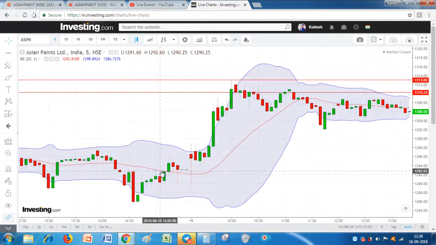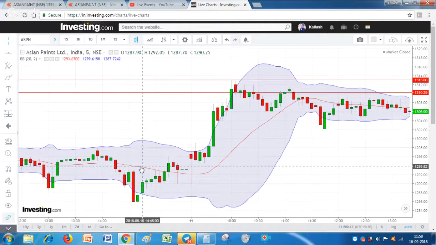1289.80, and yes, it has given us 1292. So friends, we have to see here. We should always take a calculation here also, because we are getting a stop loss of about 4 to 5 rupees as per these candles. If we are taking a decision to buy this stock, we should look at the level of the median line. The median line level is 1293.